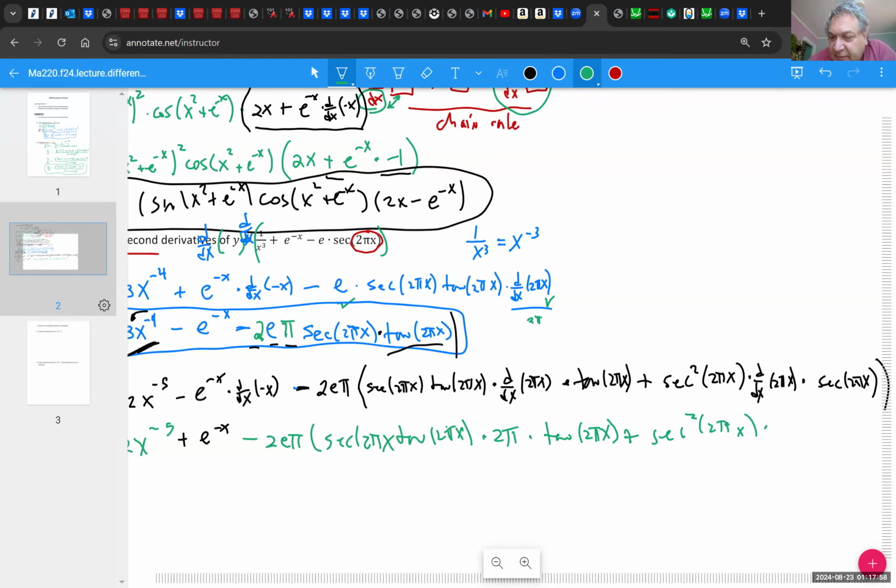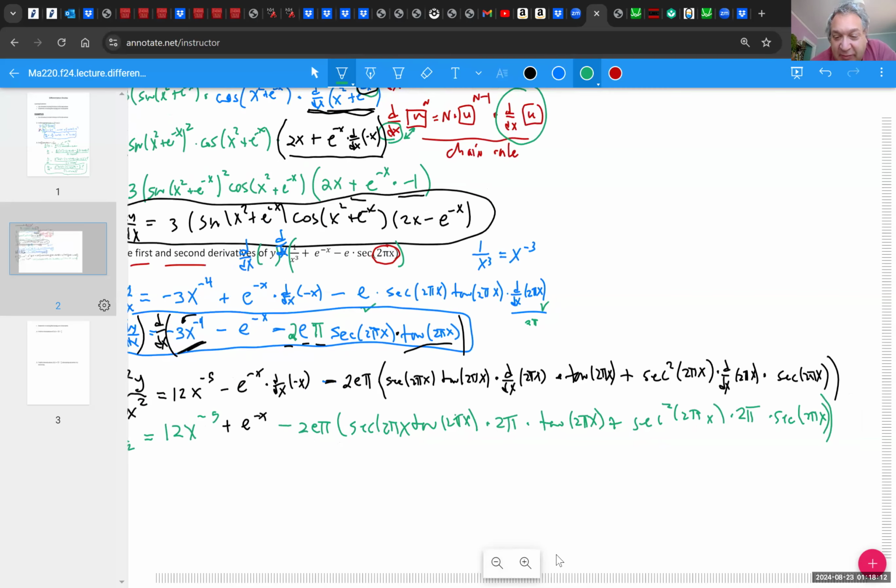Derivative of 2 pi x is just 2 pi. And then we have the secant of 2 pi x, parentheses over there. Okay, so that is the second derivative. There's no more derivatives for me to do.